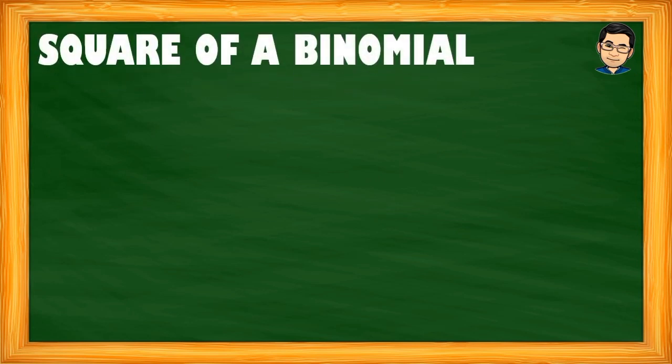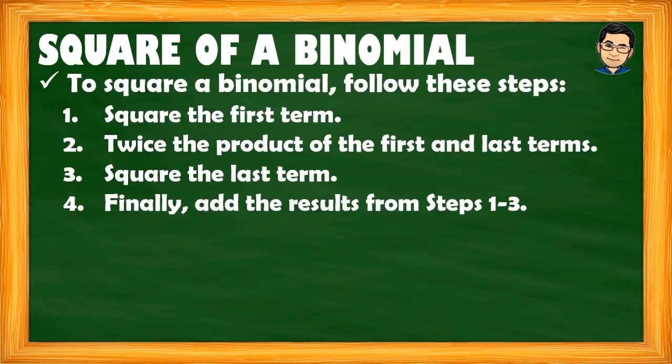So, yung next natin is square of a binomial. So, in order to square a binomial, follow these steps. So, yung una nating step is square the first term. So, since binomial yon, dalawang terms po yon. So, yung unang step nga natin, square the first term. So, ibig sabihin, yung first term, imumultiply natin sa sarili niya.